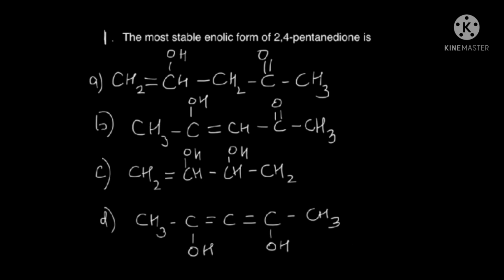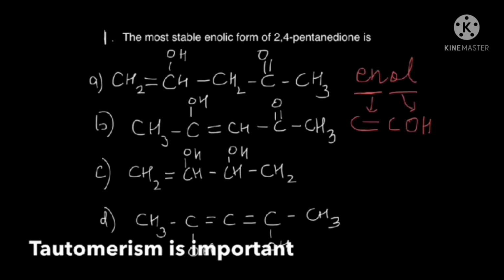So enol is made up of two parts, en and ol. Ol means an OH group and En means C double bond C. So whenever in any compound you have a C double bond C next to an OH group, it is called an enol. Right? It is the tautomer of ketone. Okay, so let's look at this question now and see what is the correct answer.